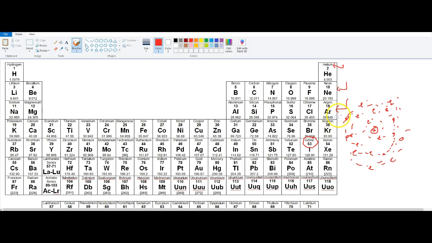Love it. Okay, next shell, I'm going from 18 to 36. So that means I get 18 in the next shell. 1, 2, 3, 4, 5, 6, 7, 8, 9, 10, 11, 12, 13, 14, 15, 16, 17, 18. Now, I have 36.